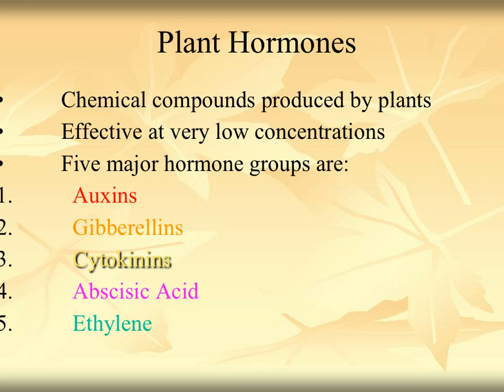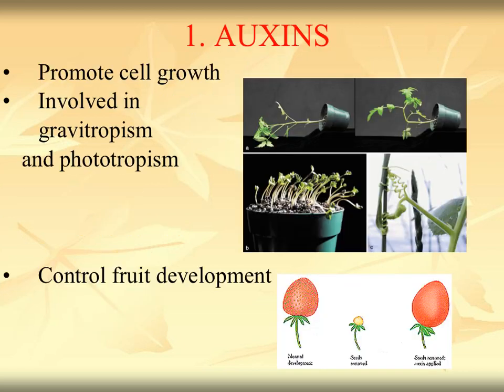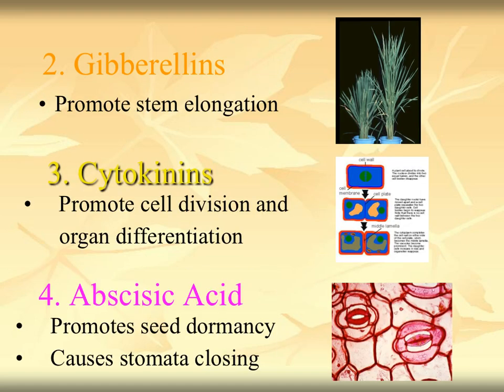There are some plant hormones that I want you to be familiar with, and we're going to go through each of those. Auxins promote cell growth, and this is involved with gravitropism and phototropism. Gravitropism is the response to gravity. That's why the roots grow down and the stems grow up. Phototropism is the growth towards light, so you'll see the plant actually follows the light and grows towards it during the day.